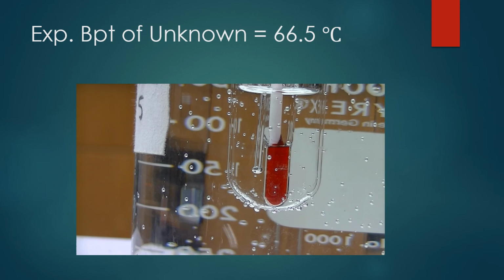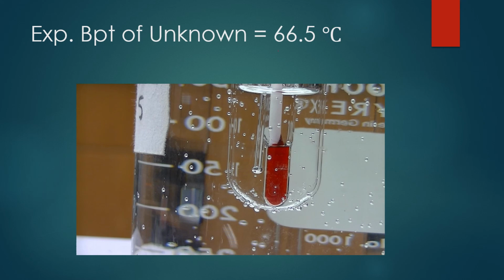Next, we get the experimental boiling point of the unknown. And when I did this in lab, I got 66.5 degrees Celsius. Once again, we followed the same process as we did with the acetone, getting a steady stream of bubbles. Once we had a steady stream of bubbles, I removed the test tube from the water bath, and when the bubbles stopped is when I recorded the boiling point.